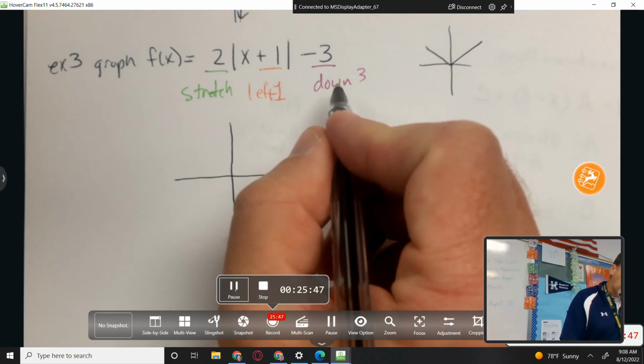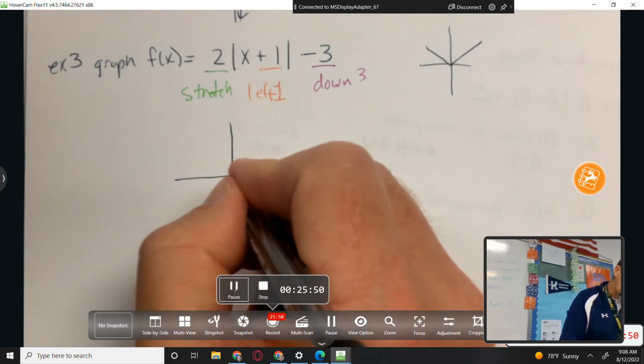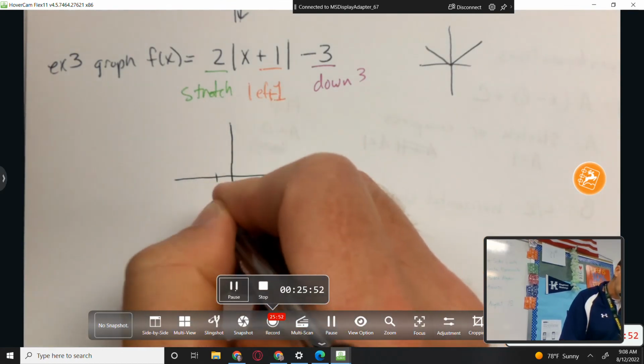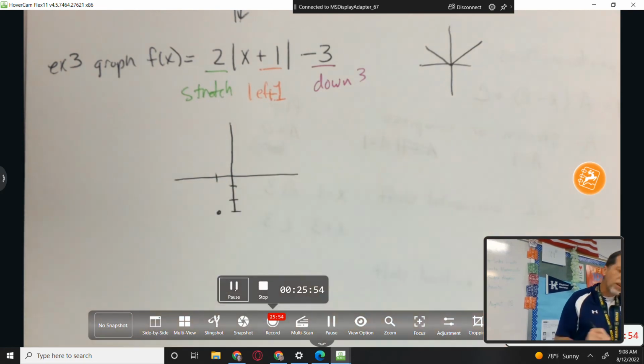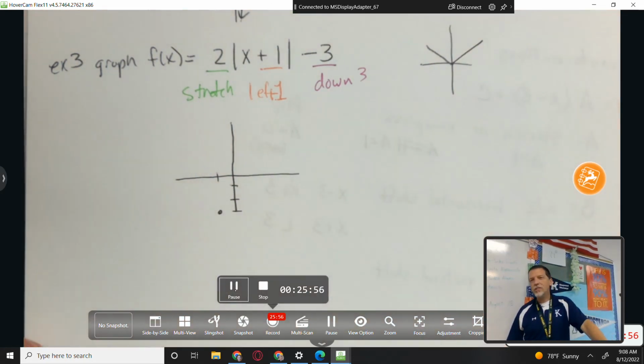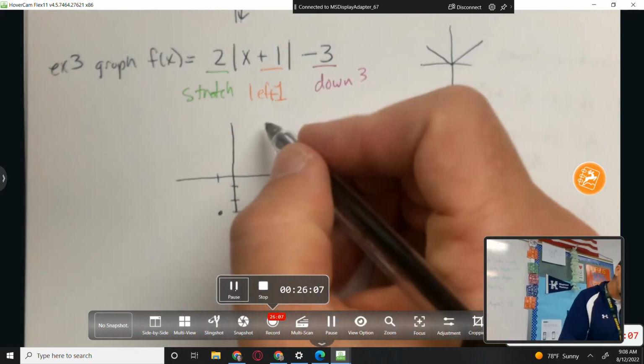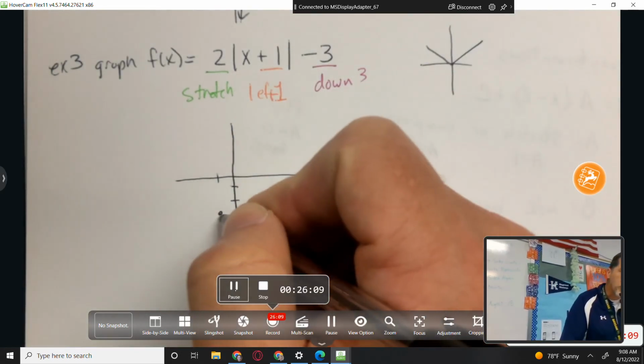All right, down 3 and left 1. Down 3 and left 1. That's kind of my new starting point. I don't think it's officially called a vertex for an absolute value, but you would know what I meant if I used that word. It's the vertex, yeah. Again, not exactly right, but left 1, down 3, that's my new starting point for sure.